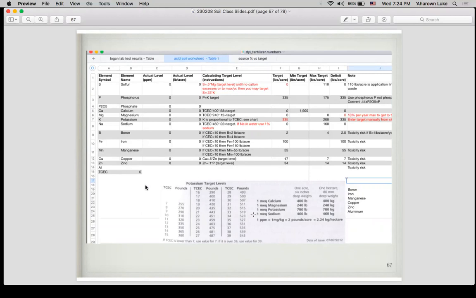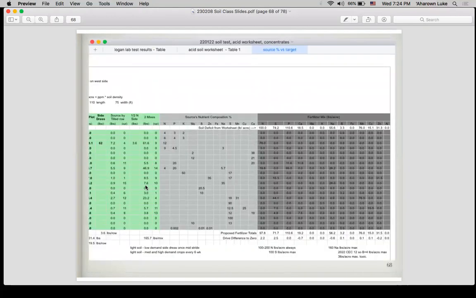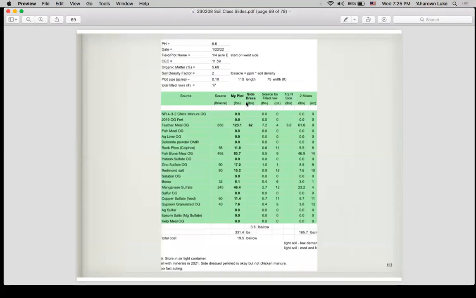And what do you think the next spreadsheet is? It is actually making a fertilizer. So here are the 3 tabs in the spreadsheet: Logan Labs, the acid soil worksheet, and then this is the creating your own fertilizer. To do that, you first have to have a pounds per acre where you're entering different kinds of inputs and seeing if it's equating what you need in your fertilizer mix.